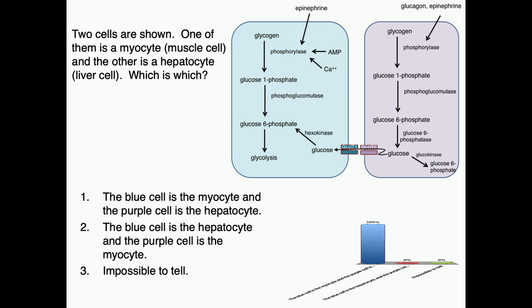Okay, so what's one reason why the blue cell is a muscle cell and the purple cell is a liver cell? What's that? Muscle cell is only affected by epinephrine, whereas liver would be glucagon and epinephrine. Super, awesome. What's another one?